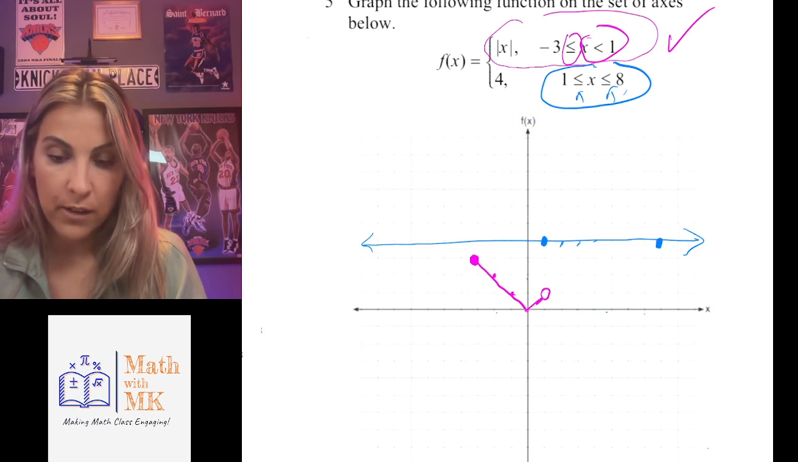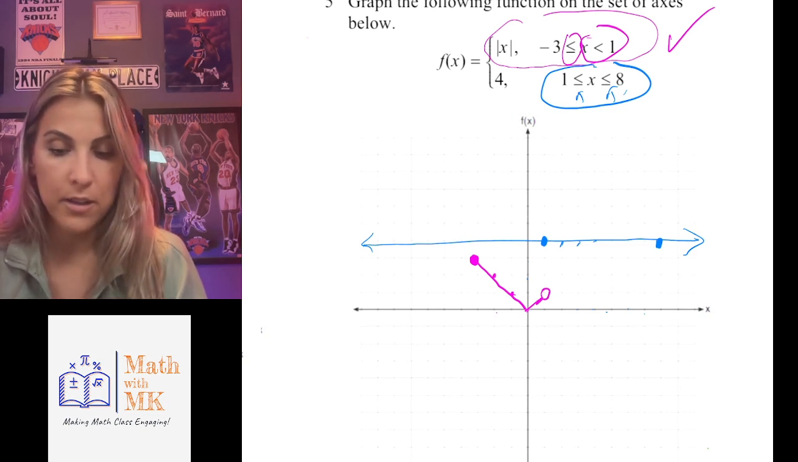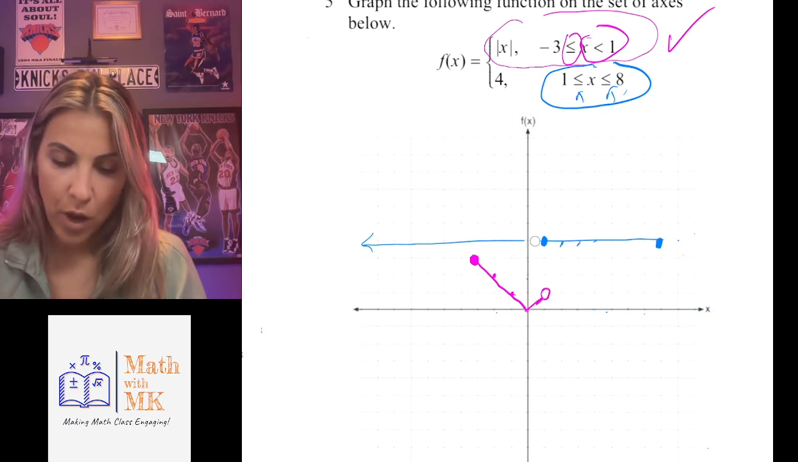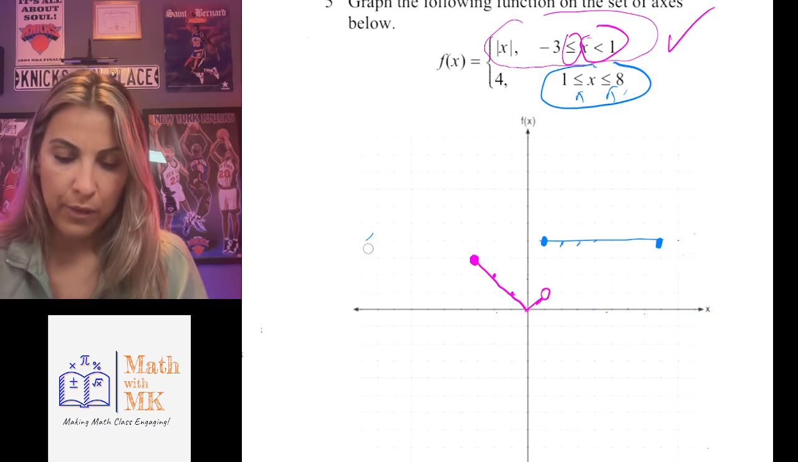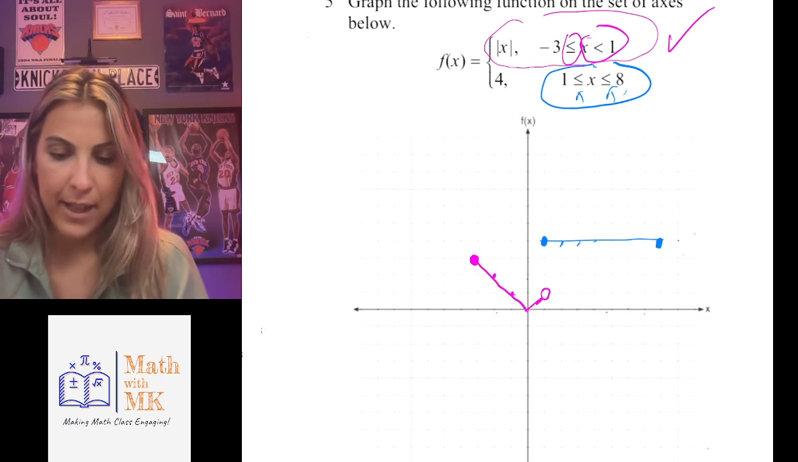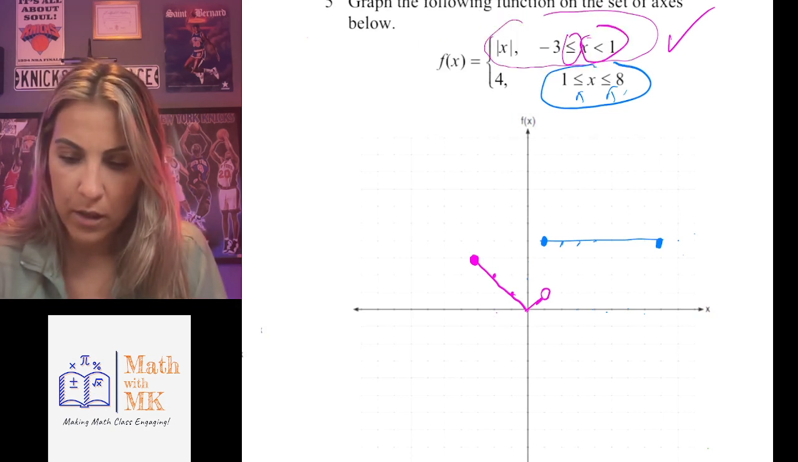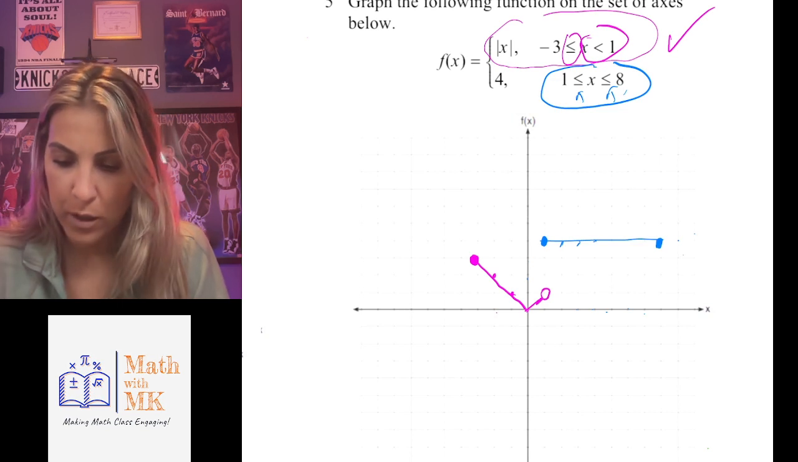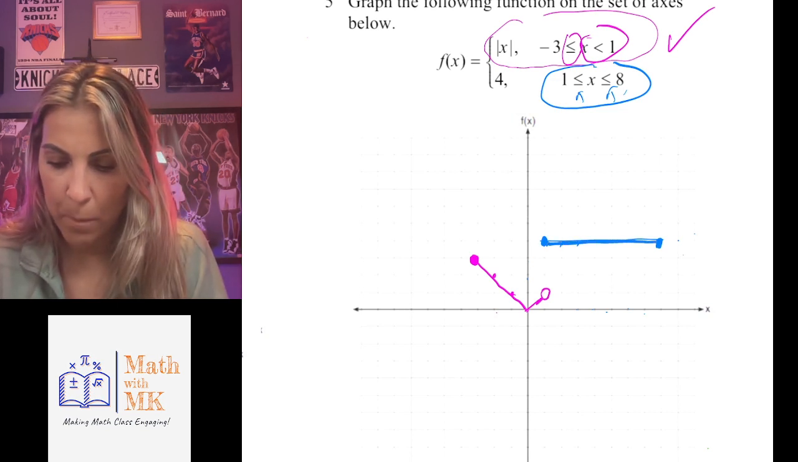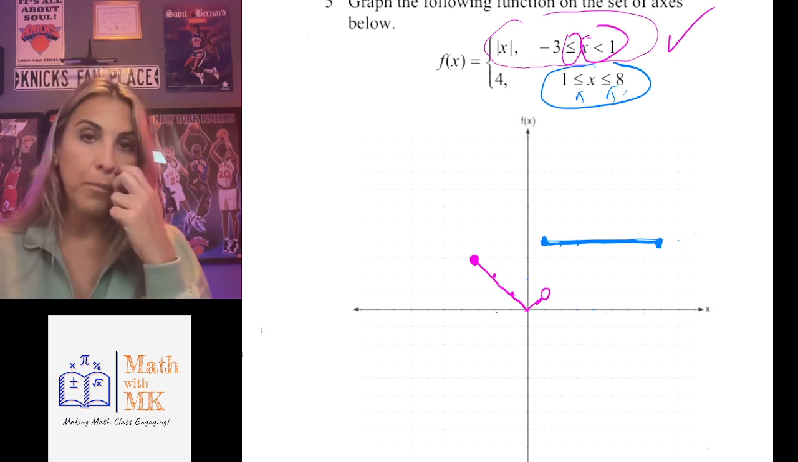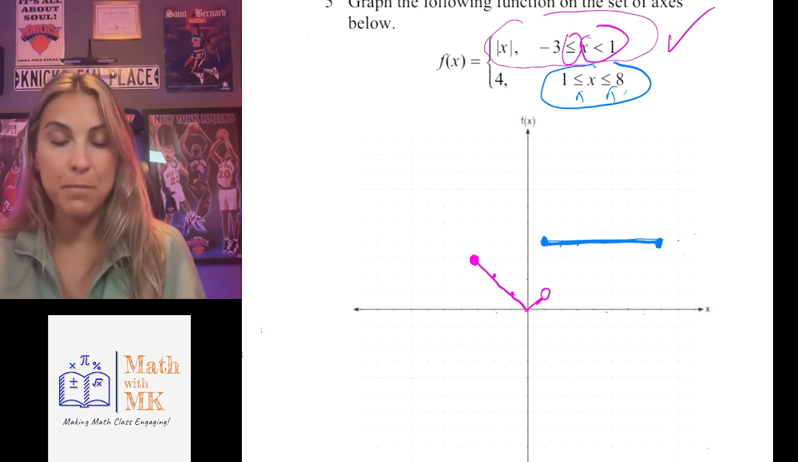These instructions are telling us we only want to see the part of that horizontal line that's in between those two values. So I'm going to erase everything that's outside of those values. And that's the piece of the line that we're asked for. And I'll just make it a little more bold. Okay, so the purple-ish, pinkish graph and the blue graph together make up this piecewise function.